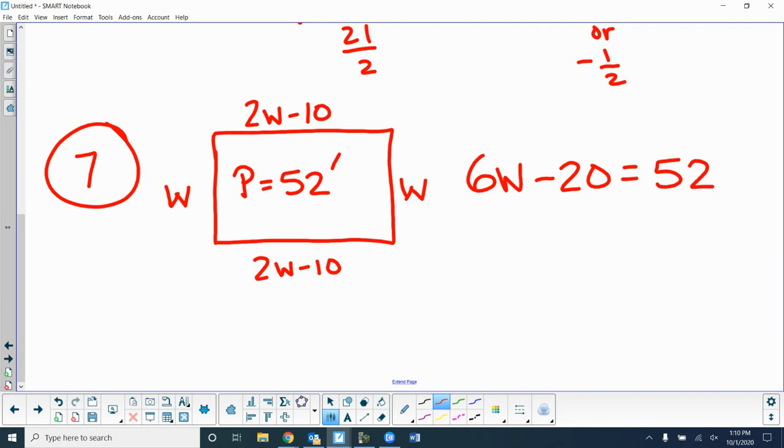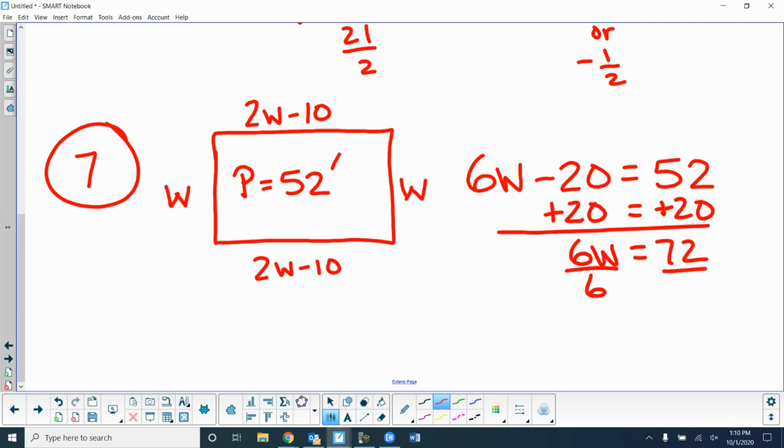So there's our equation that goes with this problem. Then we solve it. Add 20 and divide by 6. So W is what? 12. Okay, here's another mistake some kids make. I got W's 12. Great, now on to the next problem. Did you answer the question? No. It says find the width and length. We just found the width.